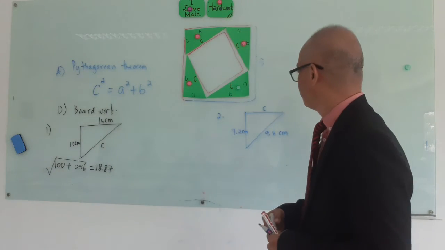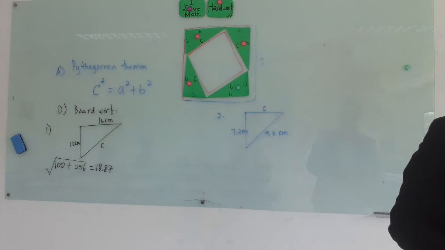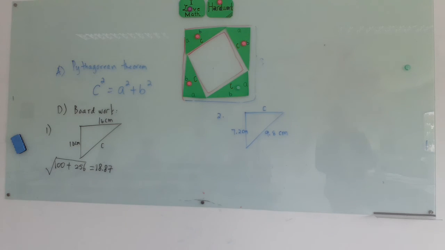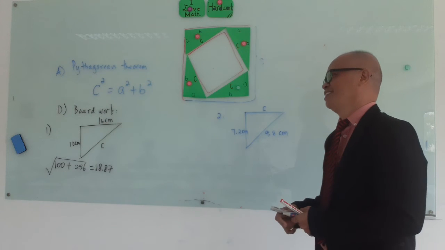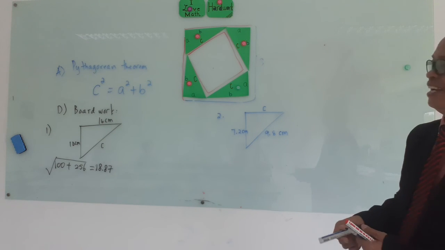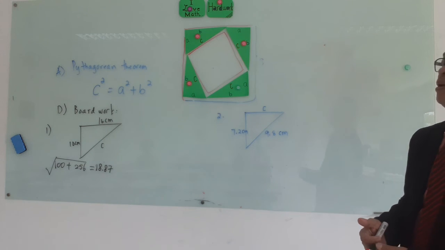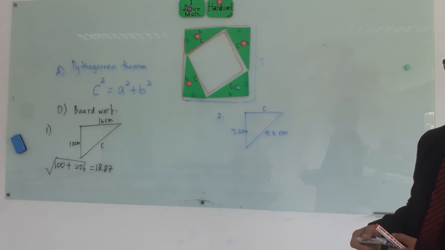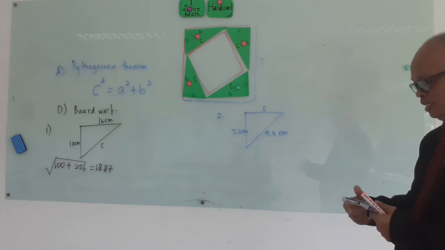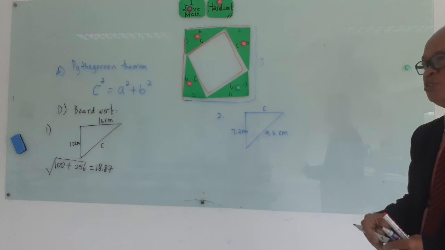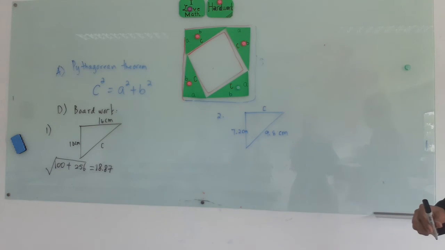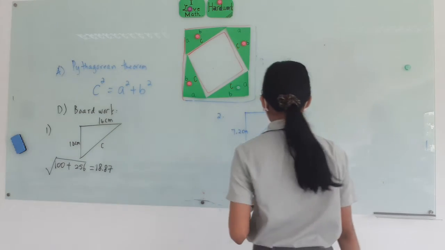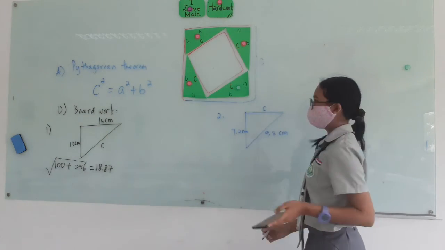No, but you cannot put C there. Just solve it. Remember, in the Pythagorean theorem, the C there is always the hypotenuse. But that is not the hypotenuse. Just use that. Change C to C.